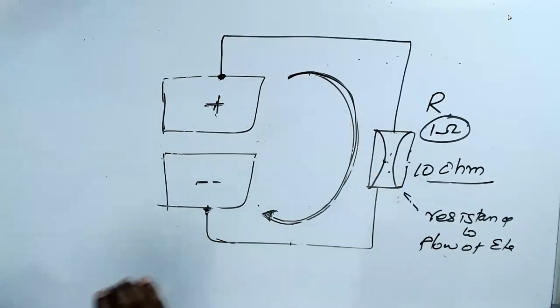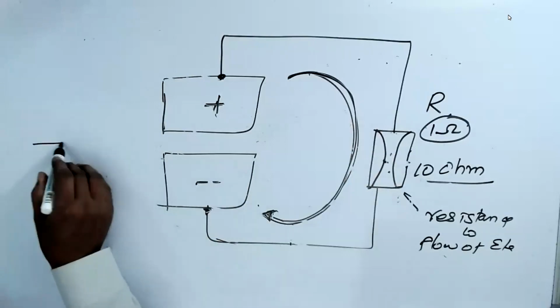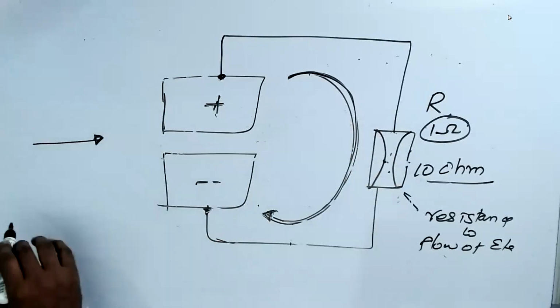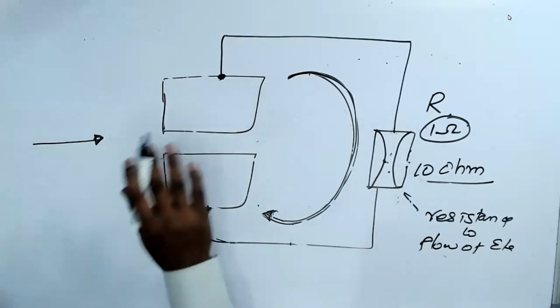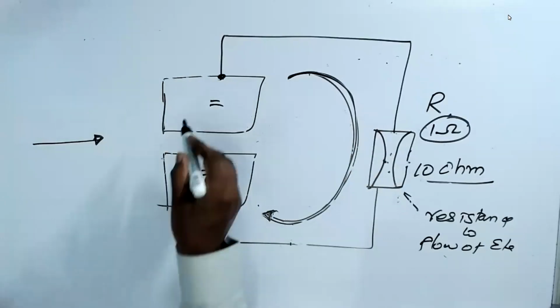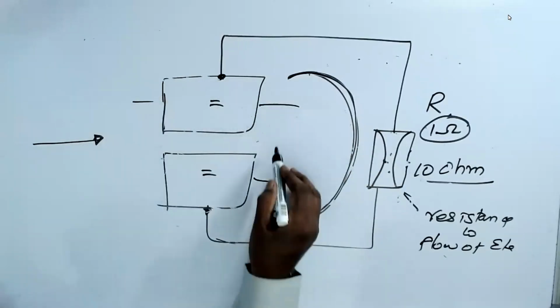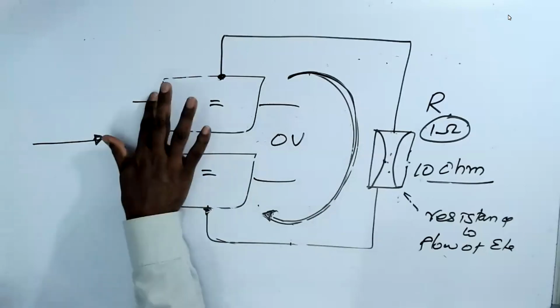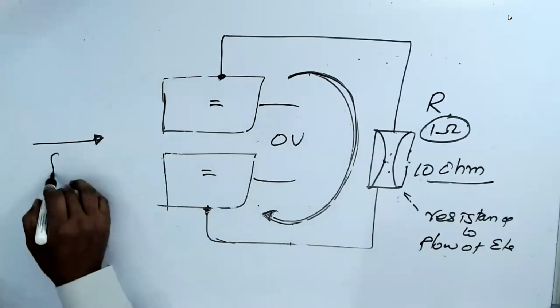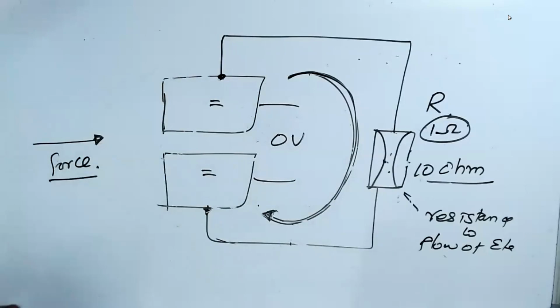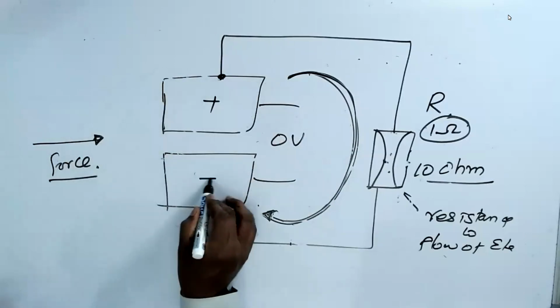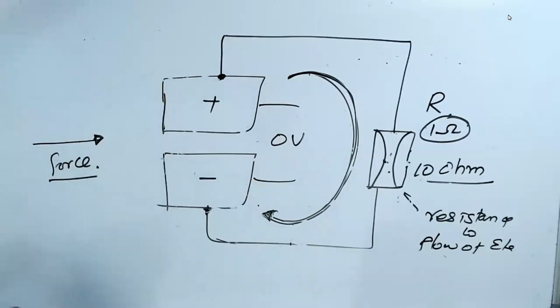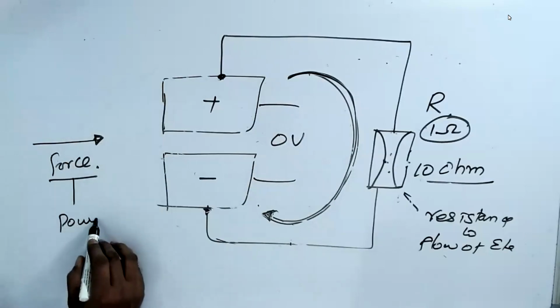Now there's one more terminology. Suppose this was equal. Both are equal, and the potential difference is 0 volt. At that time, somebody gives a force from outside to make this one positive and this one negative. This sends some force, and you can call this force either power or energy.